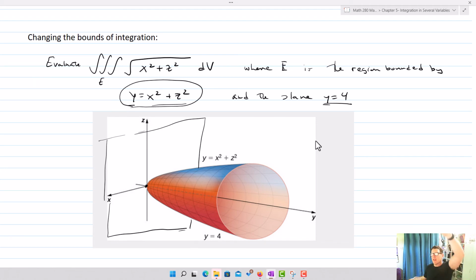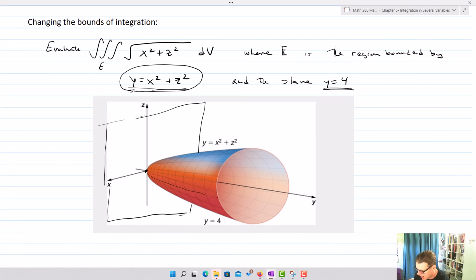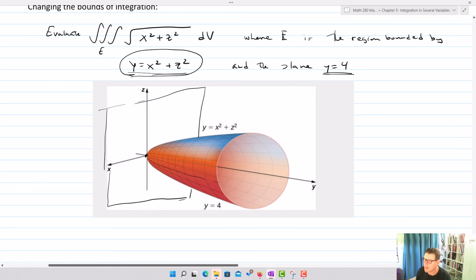So imagine I've got the xz plane, where y equals 0, and on the other end I have y equals 4. My inner curve is y equals x squared plus z squared, and my outer curve is y equals 4. Imagine which is your inner: the one closest to the origin, and the outer is the one farthest from the origin. And then the next thing I need to do is imagine what D is.